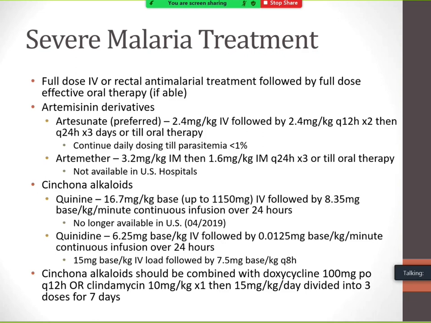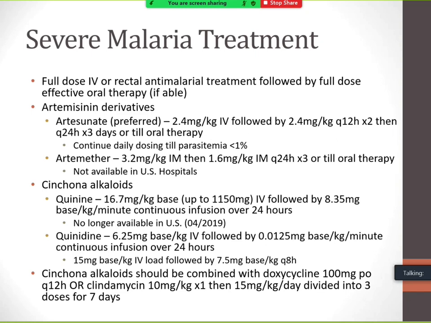For the treatment of severe malaria, you've got a lot of options, but there's one that's preferred. You have IV, rectal, and IM options. A lot of that's based on where you practice and what you're able to get quickly. In the United States, IV is the standard of care unless you just can't get the drug quickly. Artesunate is the drug of choice, and I'll show you why. You load them up, and then you continue it daily until you get that parasitemia level to drop to less than 1%.